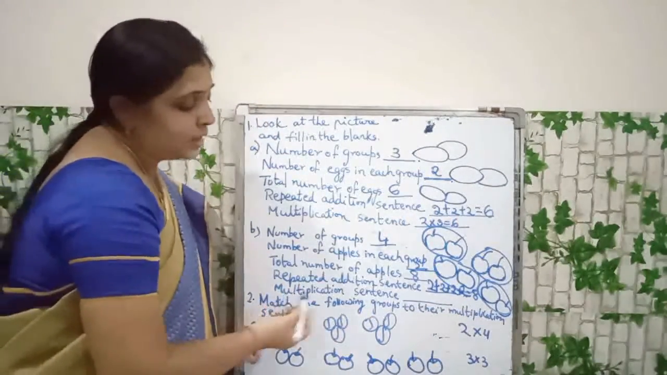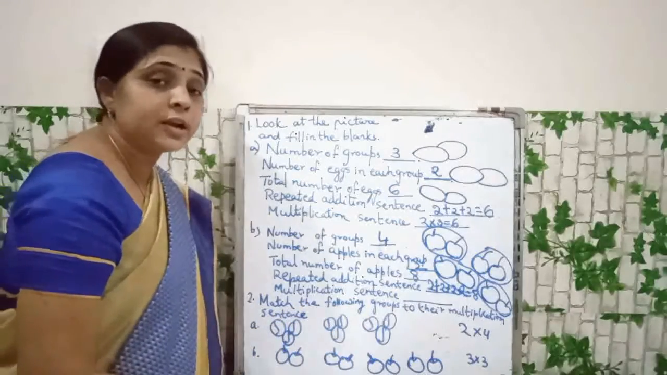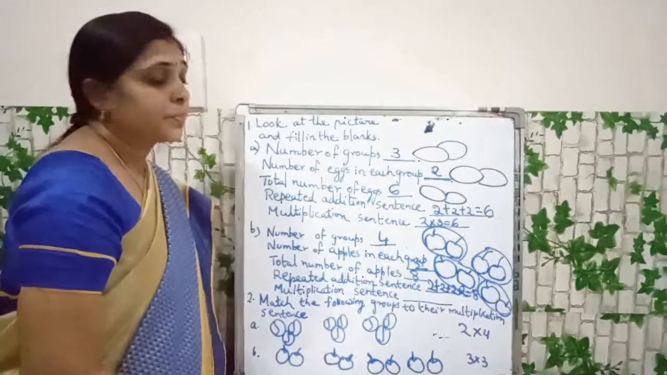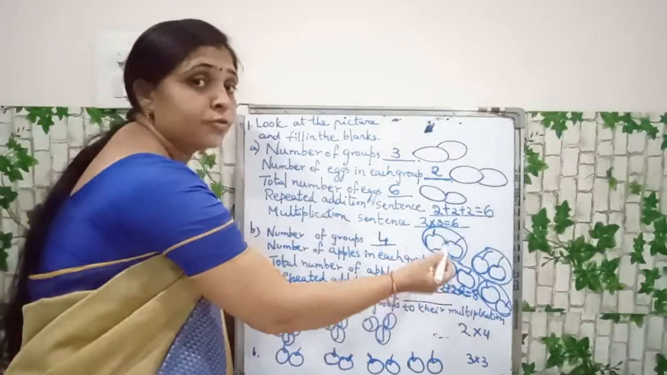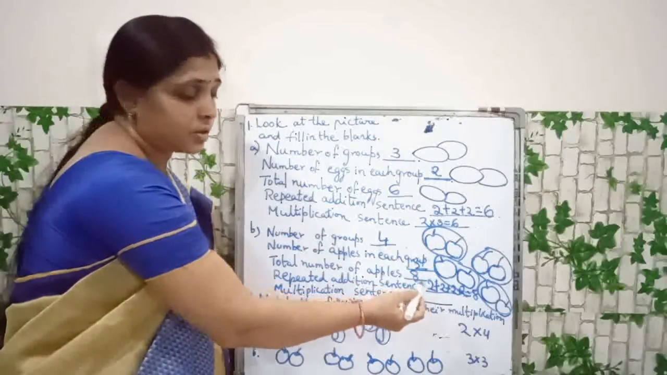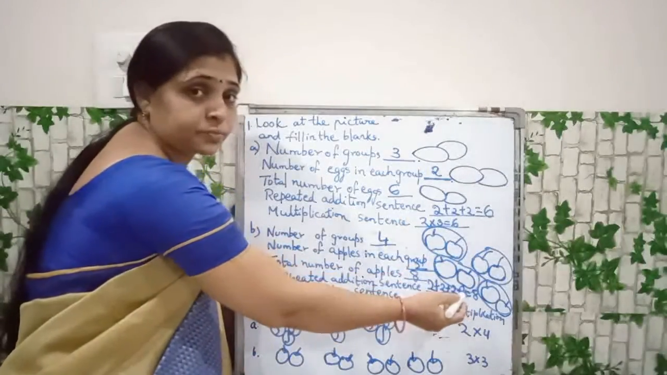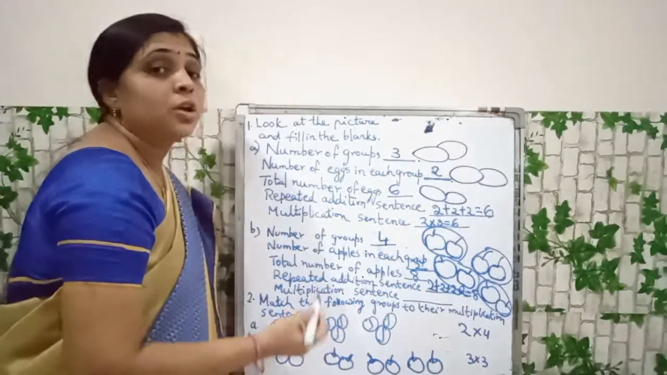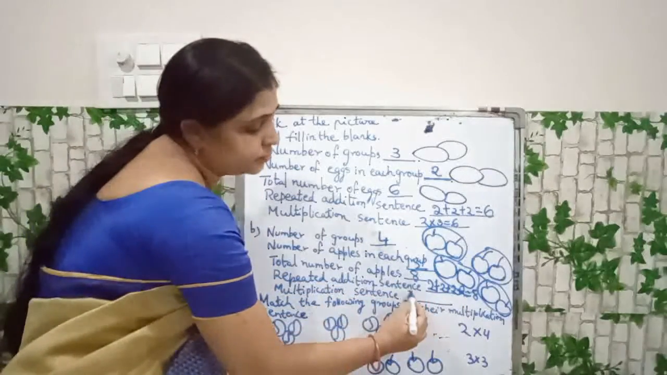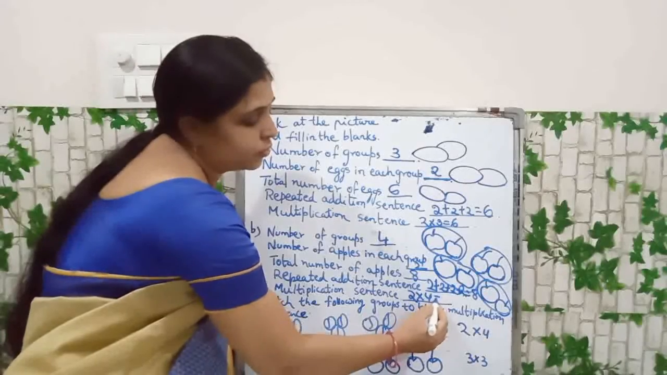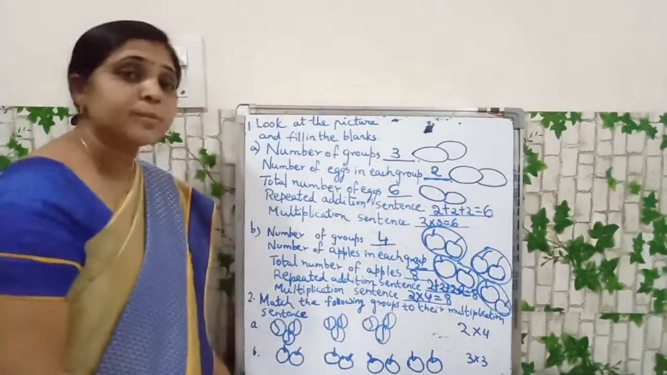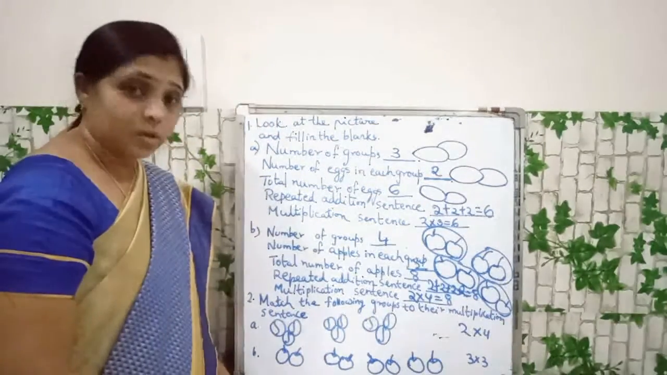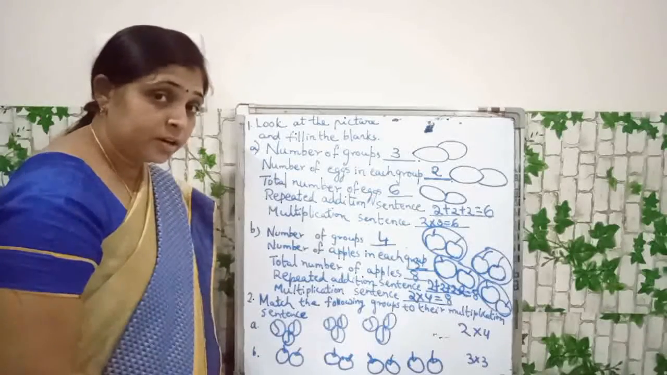Next, multiplication sentence. How will you write the multiplication sentence? 2 of 4 groups. Yes? 2 of 4. So, how will you write? 2 into 4. 2 into 4 is equal to 8. This is the multiplication sentence. Okay? Did you all understand here?